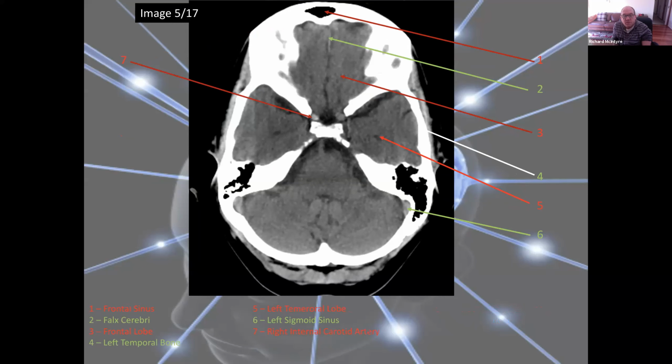Okay, so now we've got our internal carotid arteries. We've seen our posterior circulation, our basilar artery. Now we're looking at our right internal carotid artery and our left internal carotid artery. So that's our anterior circulation. We've got our posterior circulation and our anterior circulation. Our clivus bone.